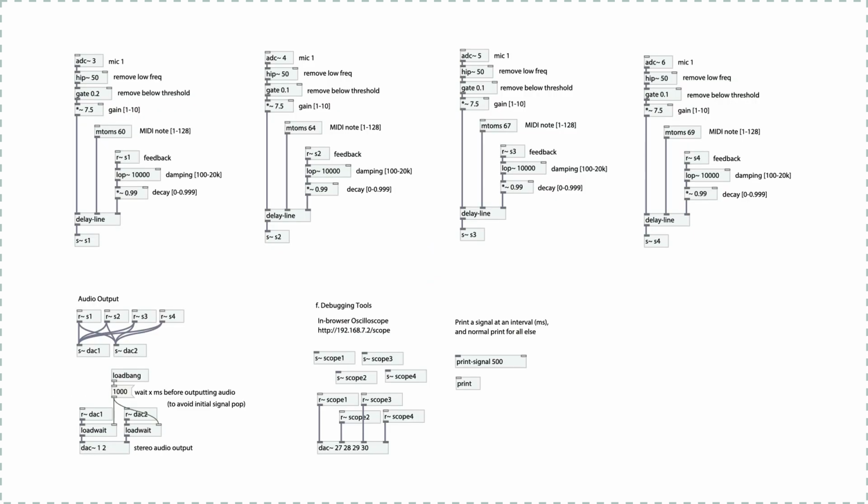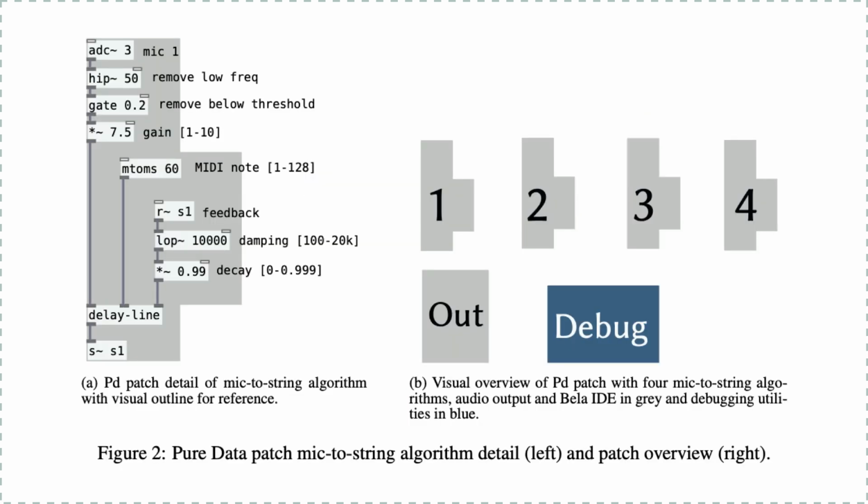The Pure Data patch itself consisted of 4 identical blocks which processed the microphone input through a delay line to synthesize a plucked string sound, plus some debugging tools for convenience. Abstracting the patch visually creates an overview which we can use to compare the resulting patches against.